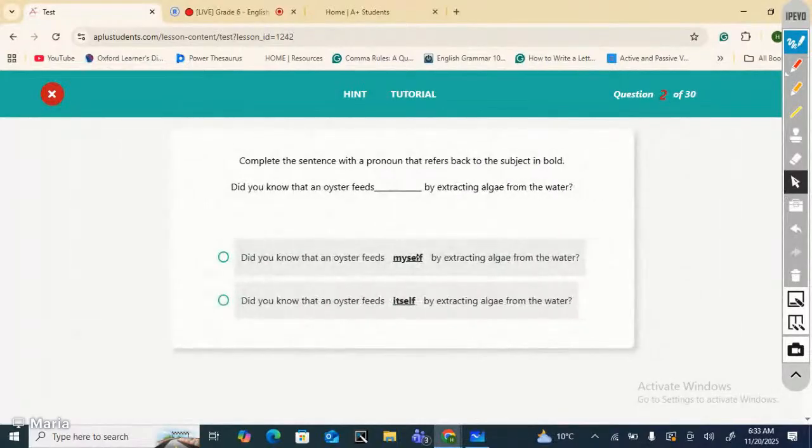Now select the sentence with a pronoun that refers back to the subject in bold. Well, the subject is not in bold, but still we can do it. Did you know that an oyster feeds blank by extracting algae from the water? The subject is this one, an oyster. Myself or itself. Now you have to select the suitable reflexive pronoun because both are reflexive pronouns.